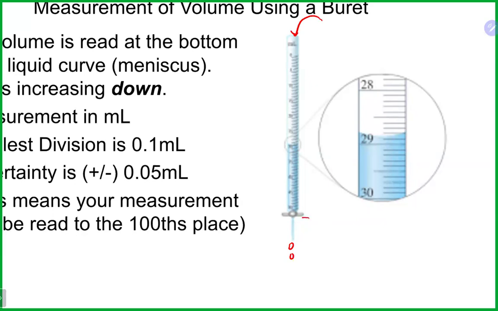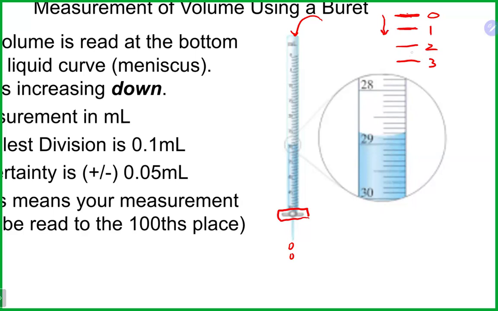This is what is known as the stopcock. That is what turns it on and off. Now, what happens on a burette is that the volume increases as you go down. So when you fill it all the way to the top, it is at 0, basically. And then as you start emptying out liquid this way, the liquid starts to drop.